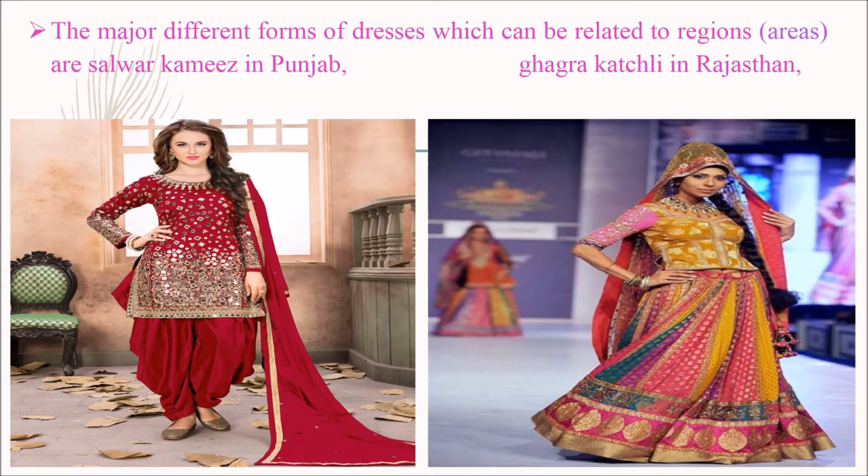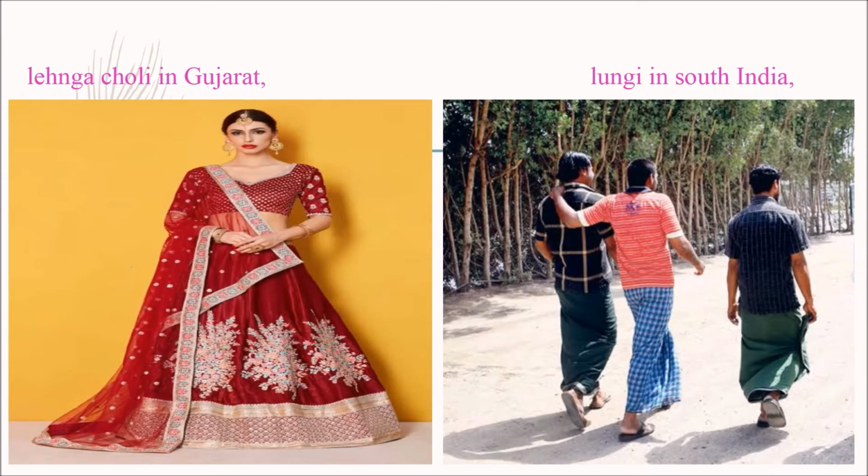The major different forms of dresses which can be related to regions. Here, regions means areas, are Salwar Kameez in Punjab, Ghagra Choli in Rajasthan. Here we can see the pictures of Salwar Kameez and Ghagra Choli. Lehenga Choli in Gujarat, Lungi in South India. Here we can see the pictures of Lehenga Choli and Lungi.